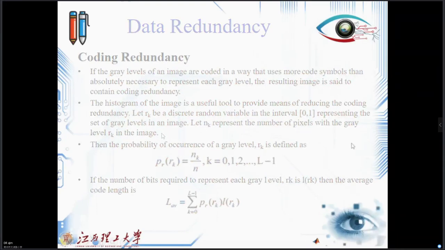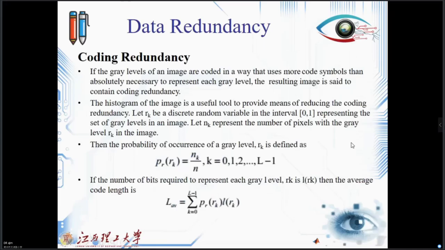Let us continue about data redundancy. As we talked, we had three types of redundancy. One was coding redundancy. Coding redundancy is when the gray levels of an image are coded in a way that uses more code symbols than absolutely necessary to represent each gray level; the resulting image is said to contain this type of redundancy, which we call coding redundancy. Now, the histogram of the image is one of the useful tools that we learned, and it provides the means of reducing coding redundancy.